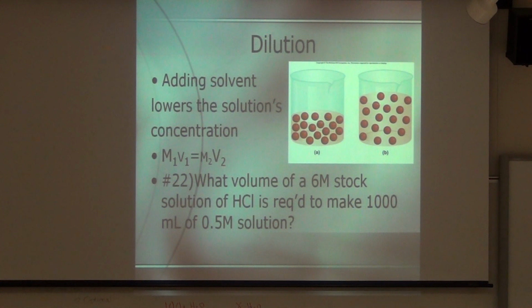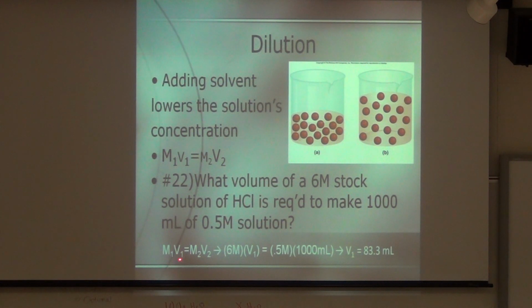So, for number 22, we have an unknown volume, we're looking for the volume of our 6 molar stock solution. So 6 molar is our concentrated solution. V1 is what we're hunting for. M2 and V2 are both given. We want to make 0.5 molar solution, and we want to make 1,000 milliliters of it.